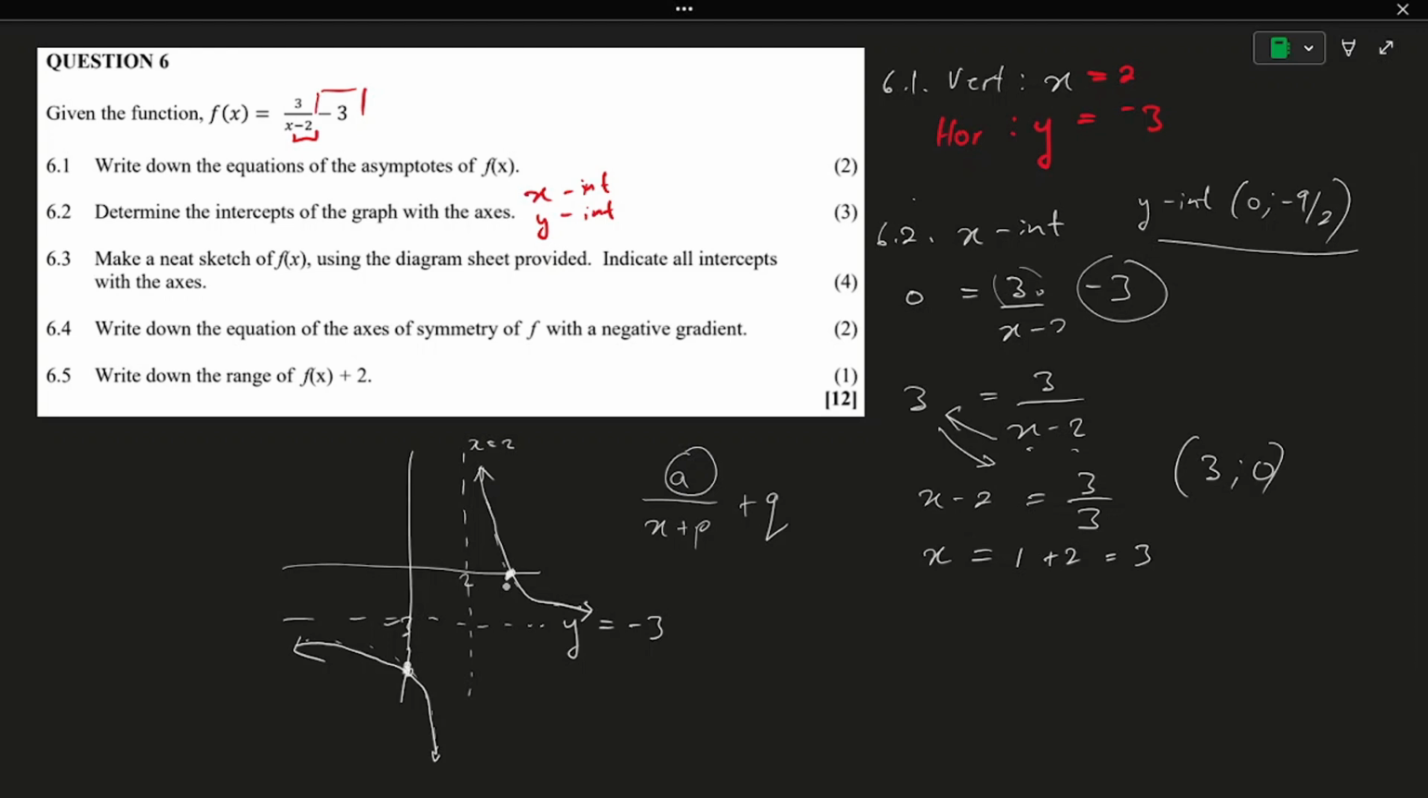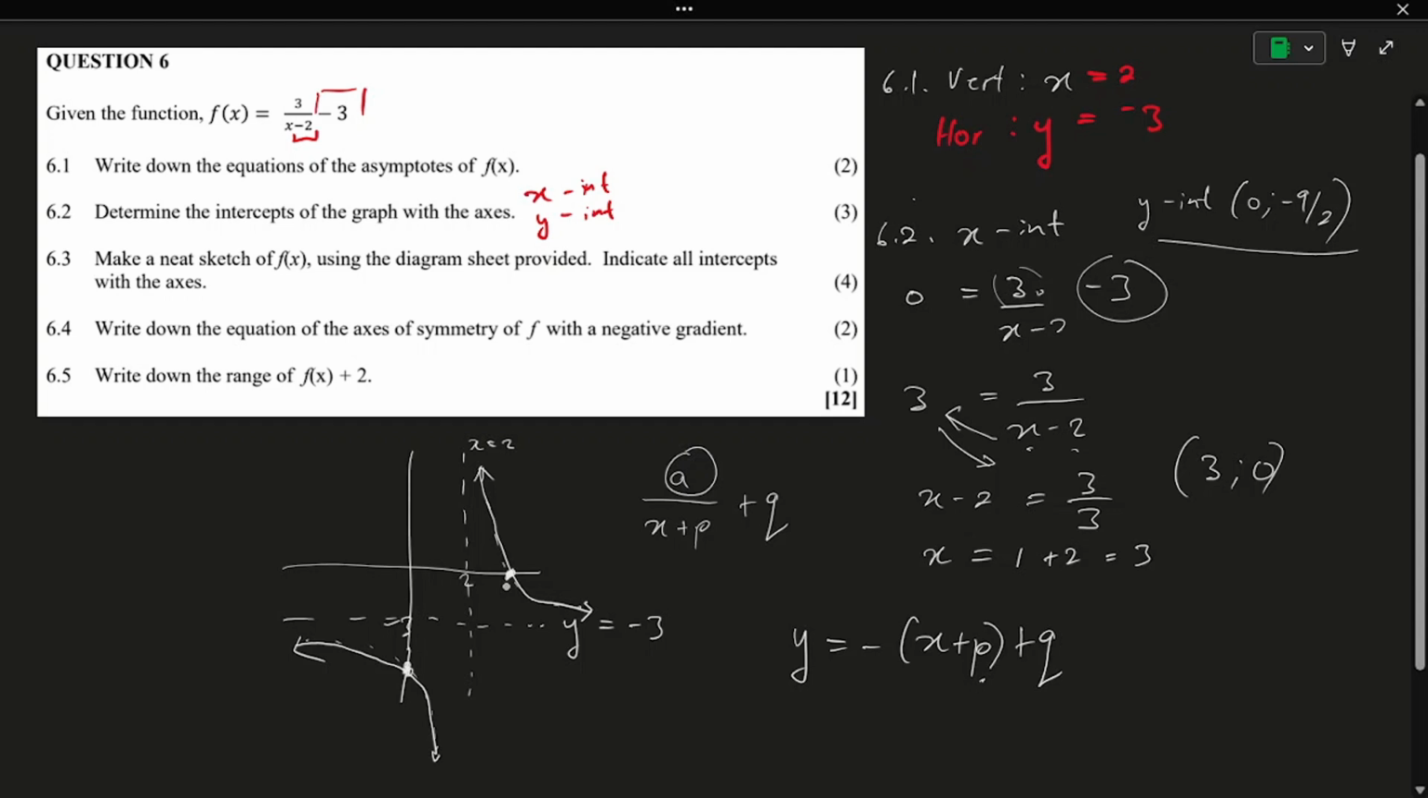Write down the equation of the axis of symmetry of f with a negative gradient. So how do we get the equation of the axis of symmetry with a negative gradient? We get it by saying y is equal to negative x plus p plus q. This negative is the negative gradient that we're looking for. So if it were for a positive gradient, it would just be y equal to x plus p plus q. In this case, of a negative gradient, we put this negative in front.